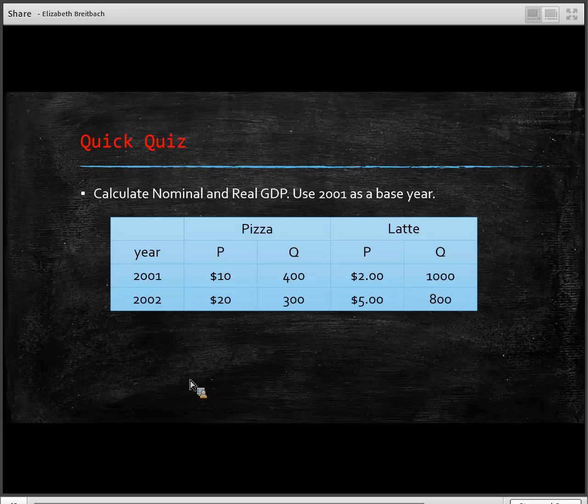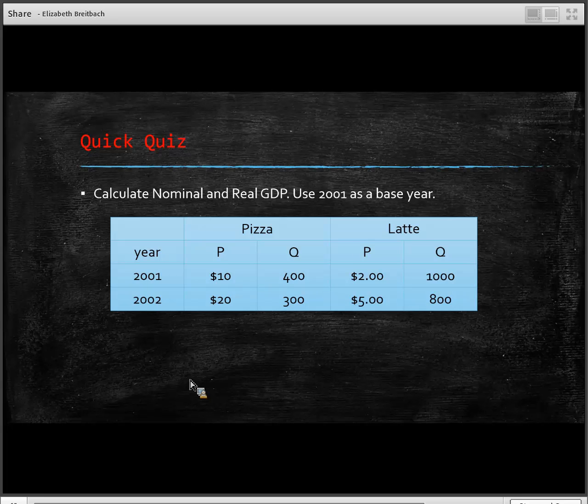But before you do that, I want you to look at the quantities produced. Pizza in this economy has gone from 400 units in 2001 to only 300 units in 2002. And then what about the lattes? Well, they also dropped the production of lattes by 200. And so we might say that this economy is in a recession, or it's definitely in a downturn, because production has fallen. But let's see what our GDP numbers tell us. So pause now and calculate nominal and real GDP.